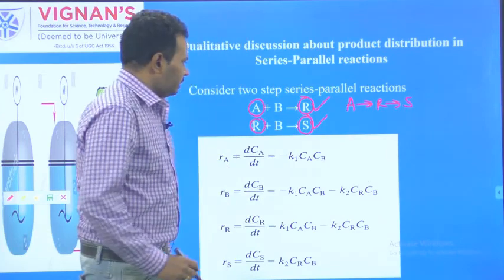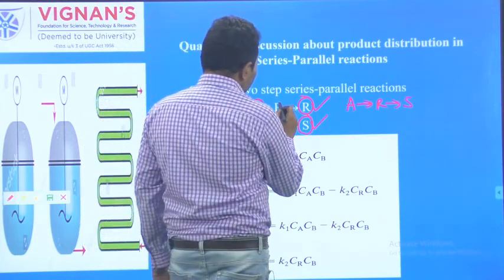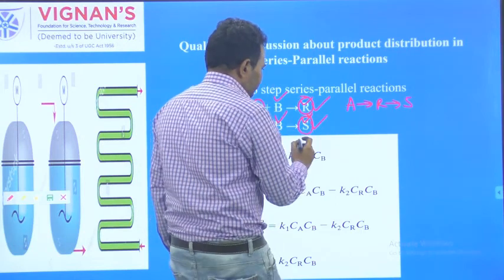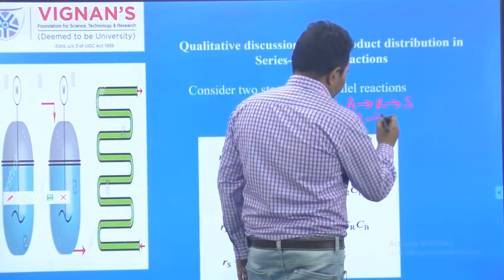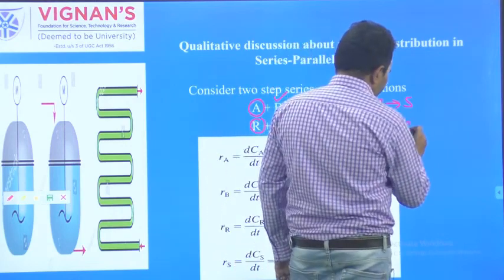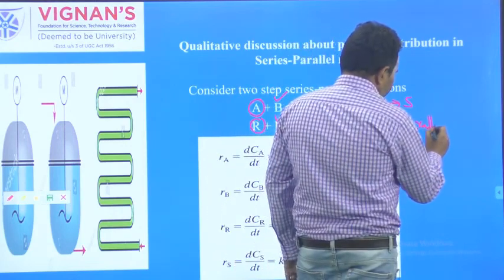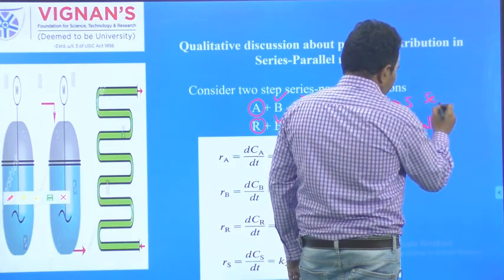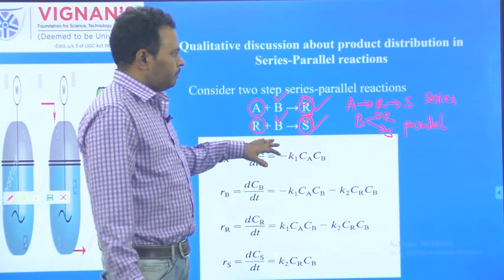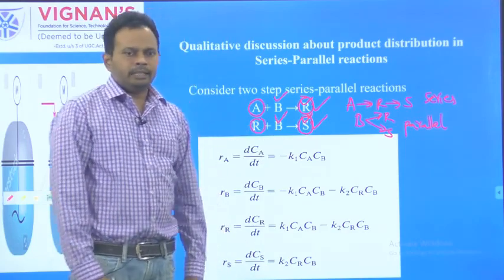And when you consider this reaction with respect to B, R and S, from B we can simultaneously obtain B to R and B to S. So here this is the parallel reaction, the second one, and the first one is the series reaction. So in this combination of series parallel reactions, you can observe both the reactions.